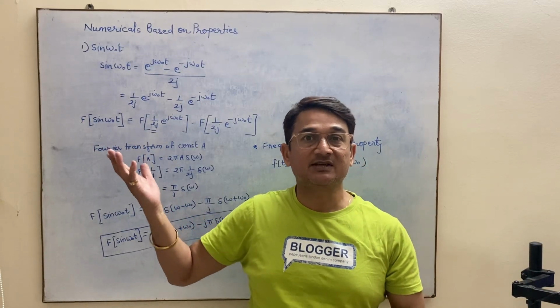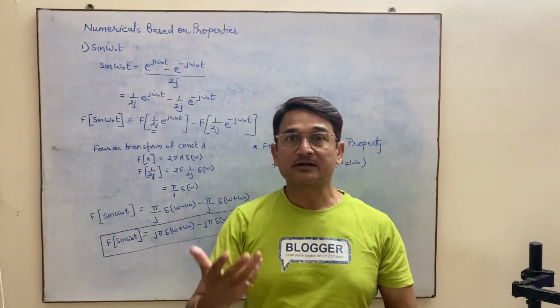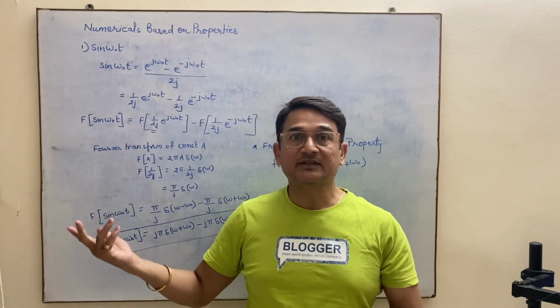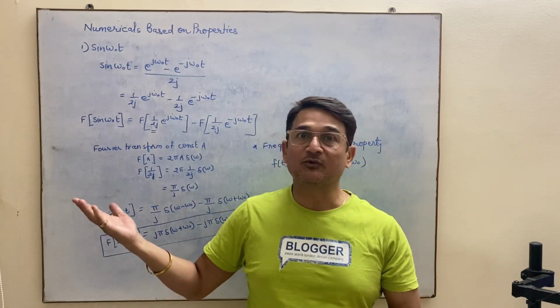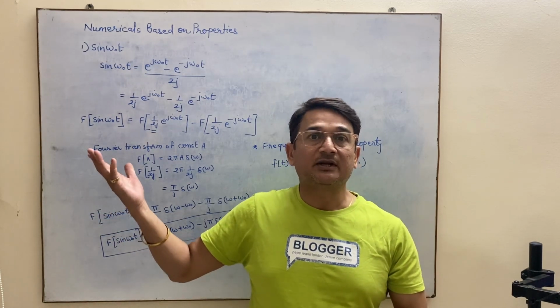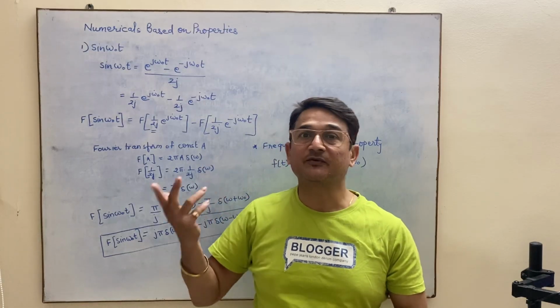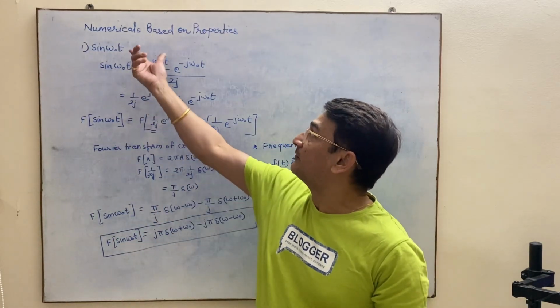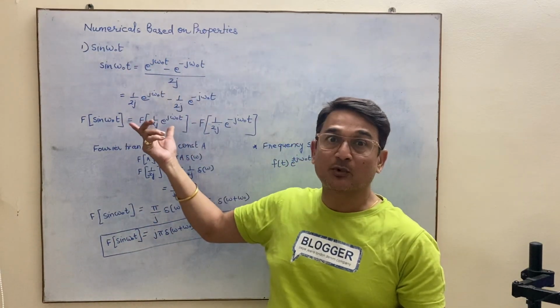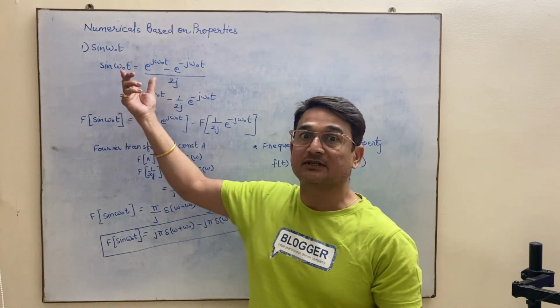And if in the exam they ask to calculate the Fourier transform of sin omega naught t, it is up to you to solve it either with the help of a property or without. So both ways you can solve it. They will not mention that you have to solve the Fourier transform with the help of some properties. So with the help of some properties, we will solve various questions in this series.